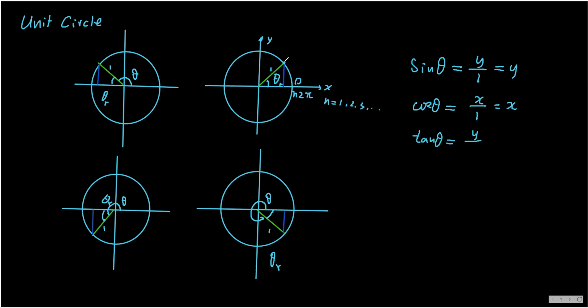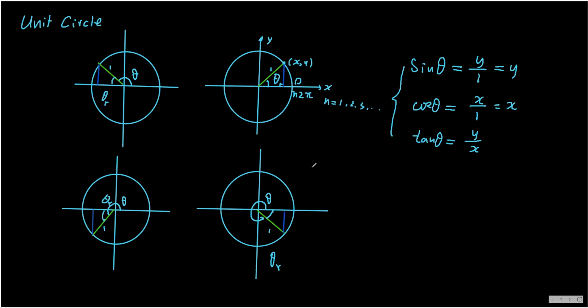That is the radius. This is a coordinate, x, y. So in this way, we can just define the trigonometry functions in terms of x and y. Can you see? That's it. I'll just stop here.